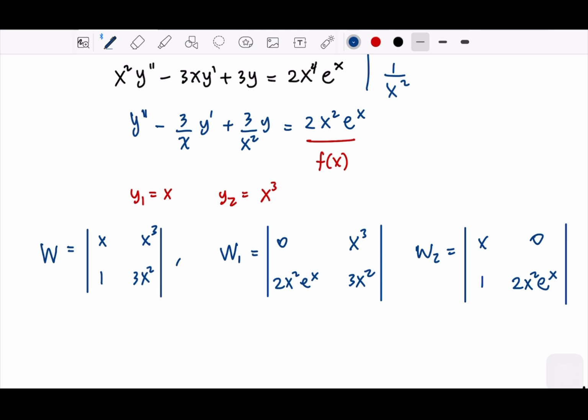So we take the determinant, this minus this. So 3x cubed minus x cubed is 2x cubed. So this will be 2x cubed for the W. W1 is 0 minus the negative 2x to the 5 e to the x. And W2 is 2x cubed e to the x.